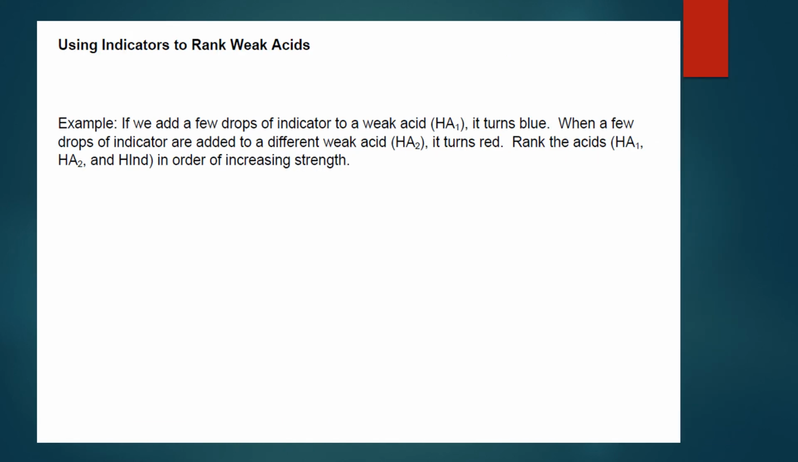Okay, the last type of question here is using indicators to rank weak acids. Here's our example, which is a little bit of problem solving. If we add a few drops of indicator to a weak acid, it turns blue. When a few drops of an indicator are added to a different weak acid, it turns red. What we want to do is rank the acids, HA1, HA2, and HIND, in order of increasing strength.